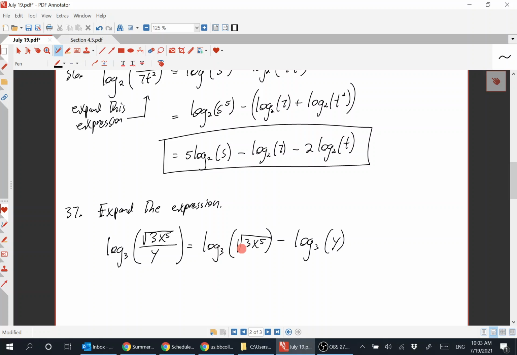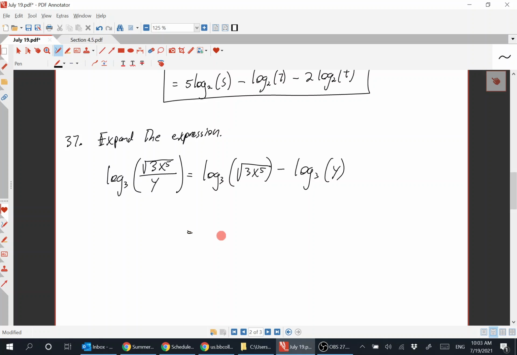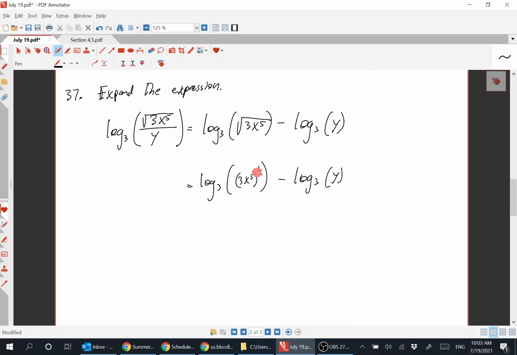Okay, now we've got this square root. Remember, square root is an exponent, right? So that whole thing is a 1/2 exponent. So this is 3x to the 5th to the 1/2, minus log base 3 of y. So now either I can distribute the exponent through here, or I can bring the exponent outside. I'll just bring the exponent outside. So this is 1/2 the log base 3 of 3x to the fifth minus log base 3 of y.